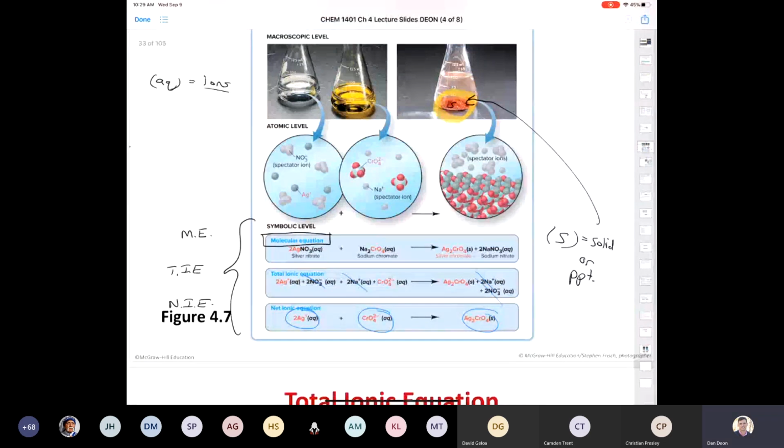So you've got to know the difference between a molecular equation, a total ionic equation, and the net ionic equation.